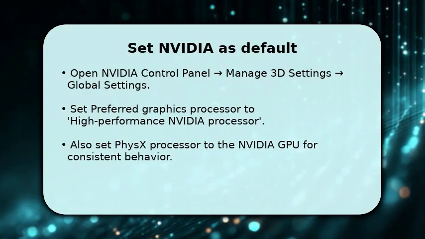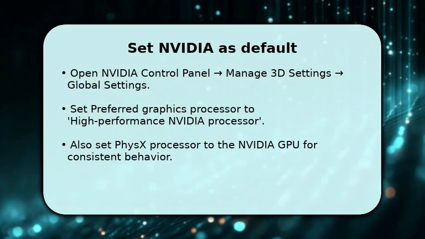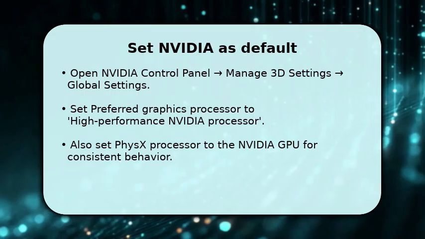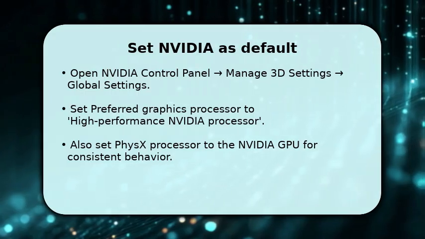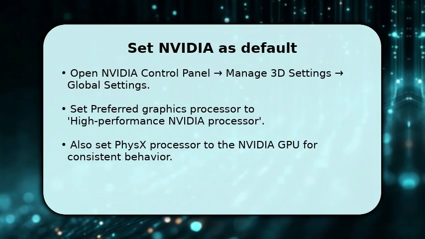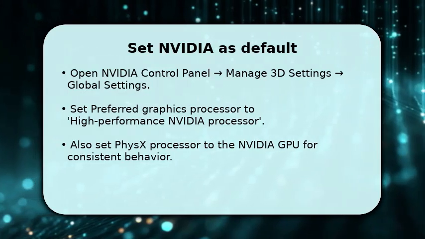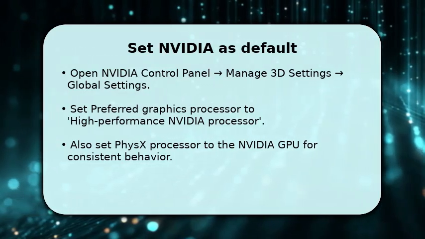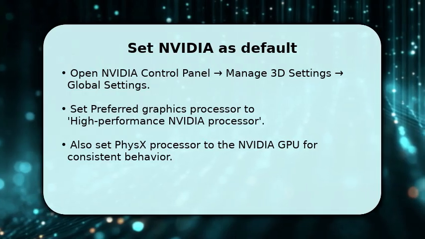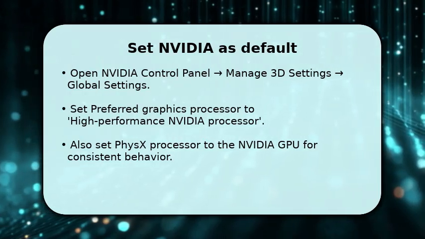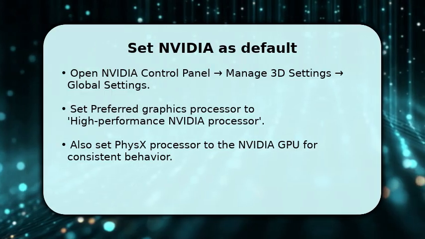Next, you set Nvidia as the default inside the control panel. Under Manage 3D Settings, choose Global Settings and change Preferred Graphics Processor to High Performance Nvidia Processor, so all applications prefer the Nvidia GPU. Then, switch PhysX processor to your Nvidia card to avoid mismatched compute on integrated graphics.